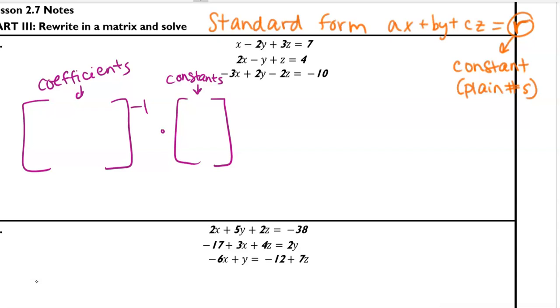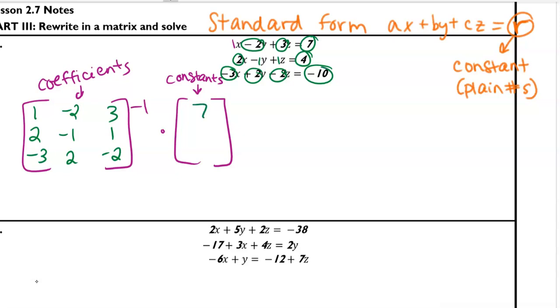So starting with the coefficients, our first coefficient here is 1. Our next is 2 and -3. Next column we have -2, -1, and +2. Our final column we have 3, 1, and -2. Now for our constants, 7, 4, -10. And put this into the calculator.